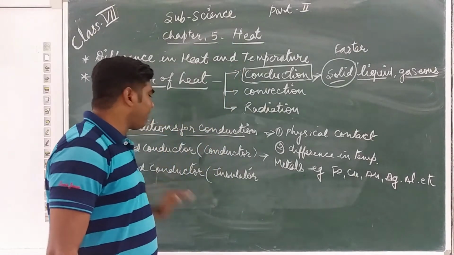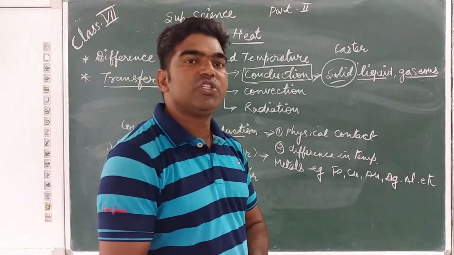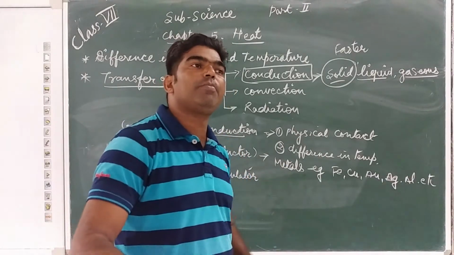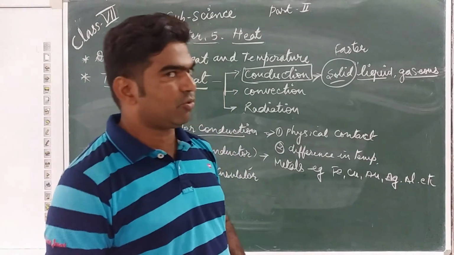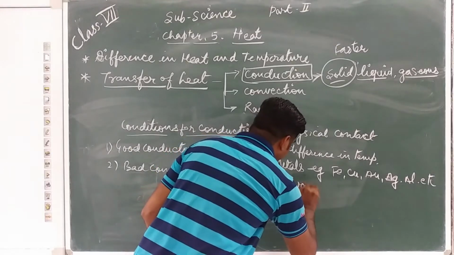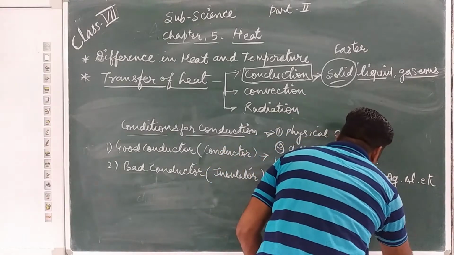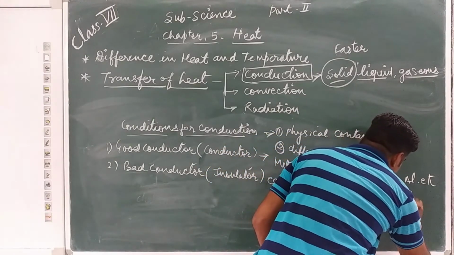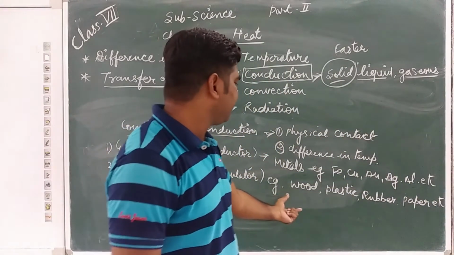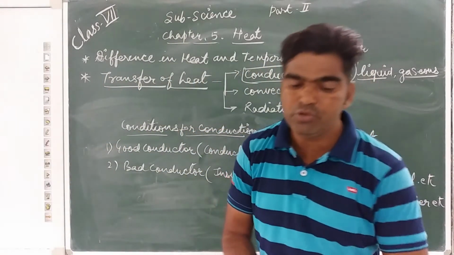Then a bad conductor means an insulator. An insulator means a substance or material which cannot allow heat to pass through it, that is, they do not let heat pass through them. That type of material or substance is called an insulator, or bad conductor. For example, wood, plastics, rubber, paper, etc. Many more examples are there. So these are simply considered or known as insulators because they do not allow heat to pass through them.